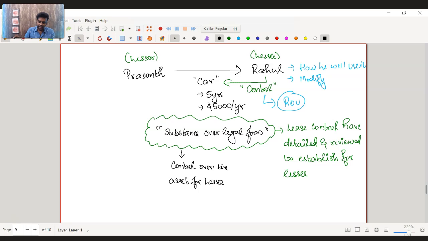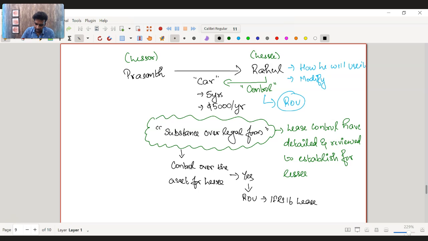Only in that case can an ROU be created. Only then can an ROU be created. It will be a lease as per IFRS 16. Else, it won't be a lease contract. It will be a normal rental contract. So in the example that I told you, since the lessee did not have primary control over the asset, it was considered a normal rental payment and the lease payment was taken into expense, and there was no ROU asset created.